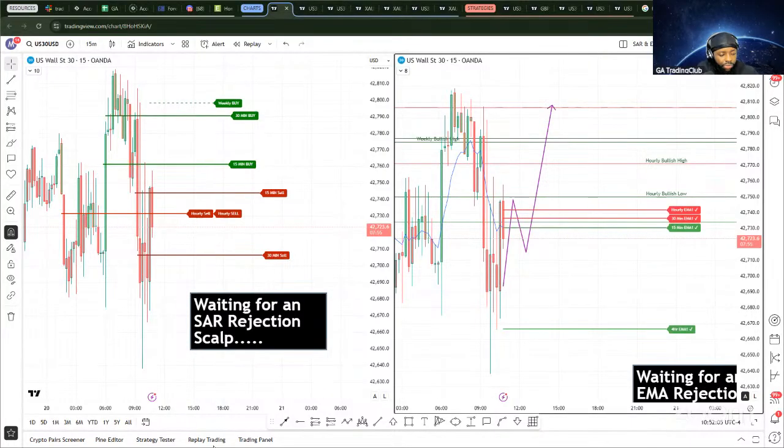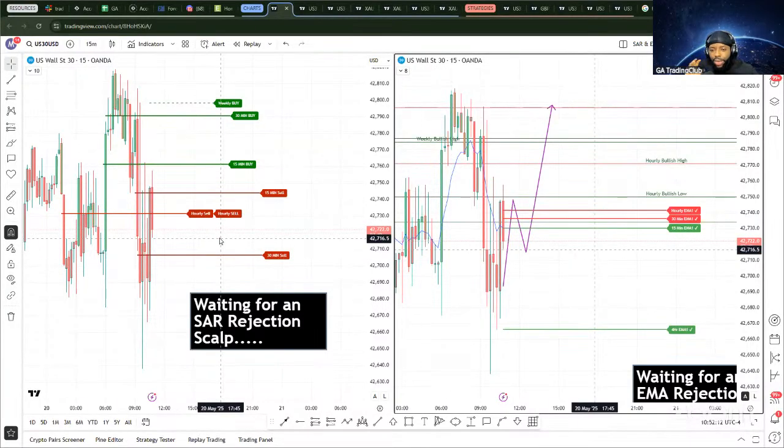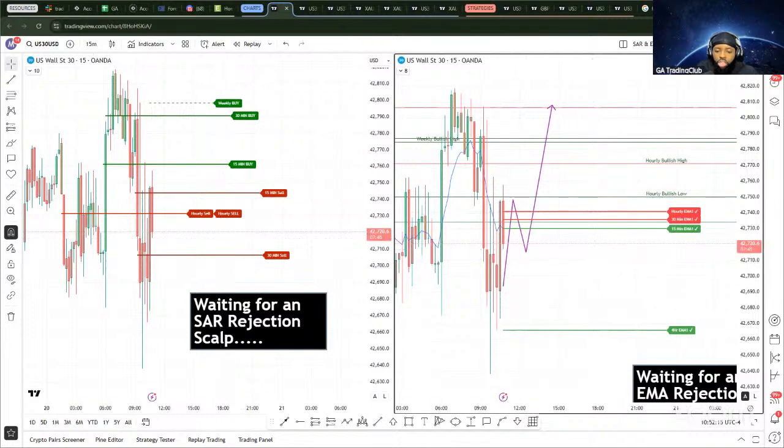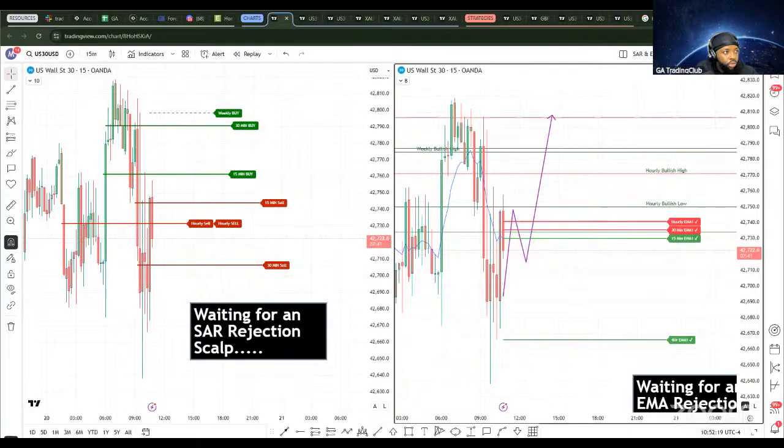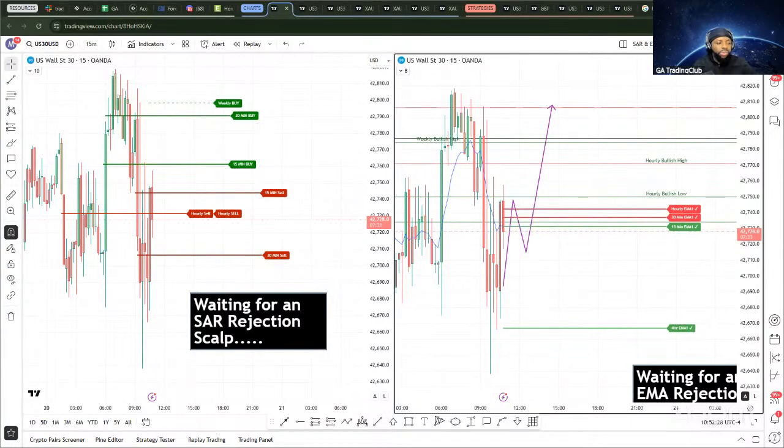The rejection levels form when price is in an uptrend or downtrend. If price is in a consolidation, unless you get a big spike either to the upside or to the downside, you normally do not get an SAR rejection level. So I don't see any SAR rejection levels that would show up here. Just because of that, and given it's 10:52, we'll call it a day.